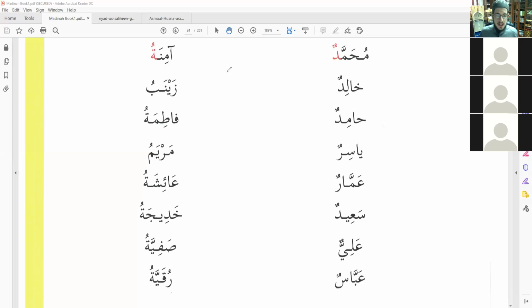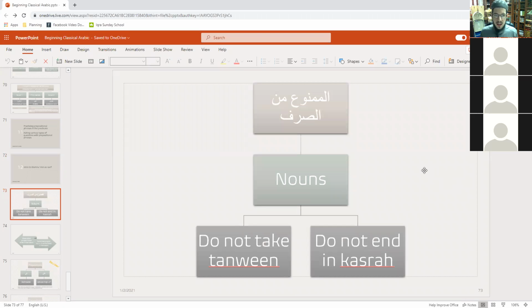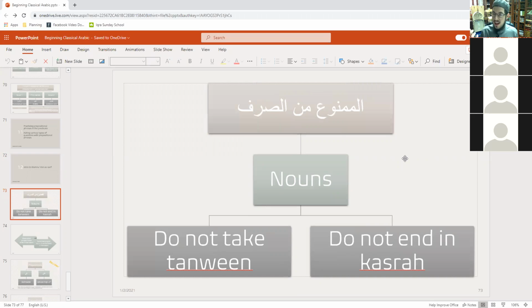In reality, something a little bit more complicated is going on. And this concept is called mamnu' min as-sarf. Mamnu' min as-sarf. Something that does not accept tanween. Sarf here, in this phrase, it means tanween. Okay? So, there are some nouns that do not take all vowel endings, that do not take all diacritical marks.